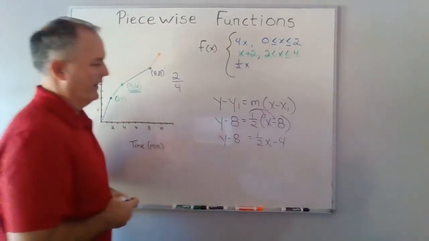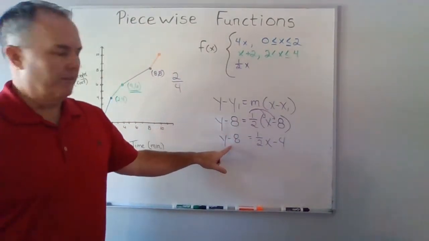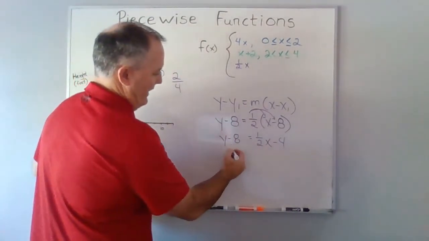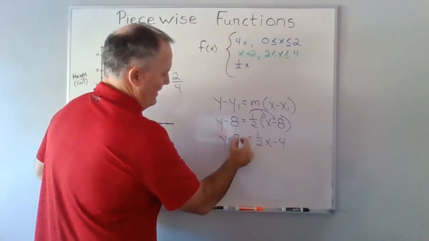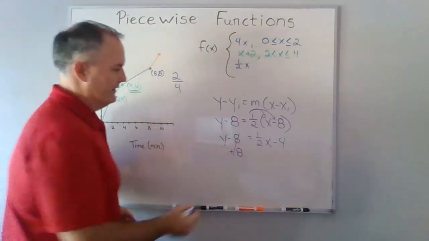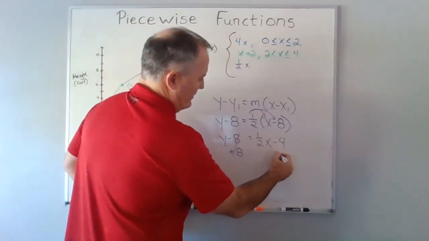I'll bring the whole left side down. I'm going to get y all by itself. So I'm going to get rid of this negative 8 by adding 8, which will allow that to cancel out. But whatever I do to the left side, I got to do to the right side.